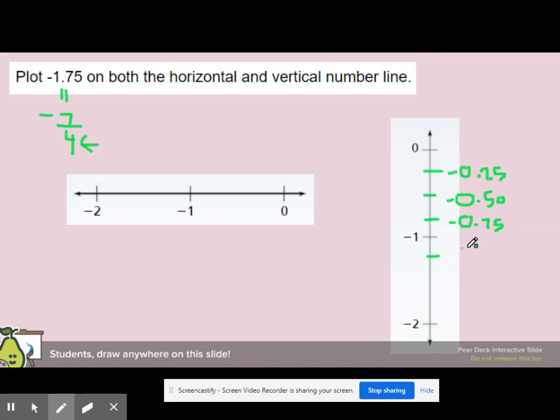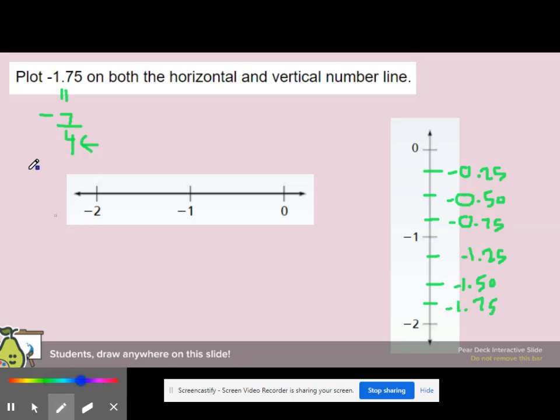Then I have $1.25, $1.50, $1.75, and then $2. And they're all going down, so they're negative. Then what I need to do is find what I'm looking for. I'm looking for negative 1.75. Find it on its number line and put a dot. Okay? Find it on its number line, put a dot.